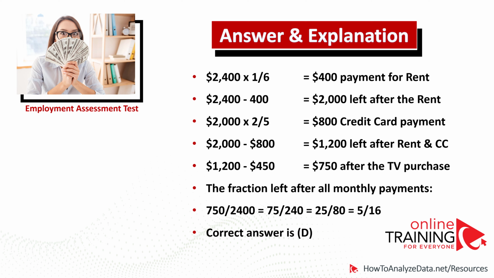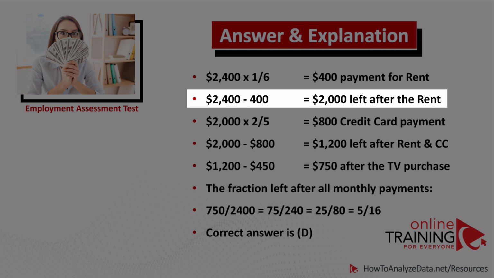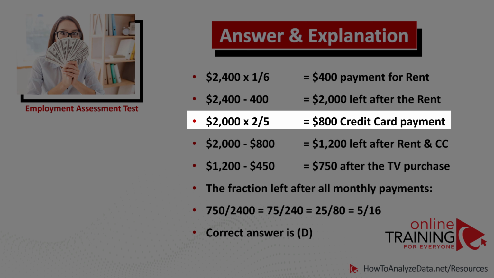Calculations involved need to be done in multiple steps. In step 1, we need to calculate the amount Ann paid for the rent, which is calculated as the original amount $2,400 multiplied by 1/6, and is equivalent to $400. In step 2, we need to calculate the balance after Ann paid for the rent. We will calculate it by subtracting $400 from $2,400, and the amount left would be $2,000. In the next step, we need to calculate the amount paid to the credit card, which is calculated as $2,000 multiplied by 2/5, and is equivalent to $800.